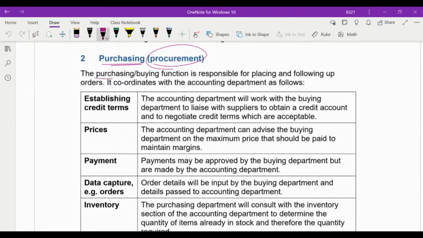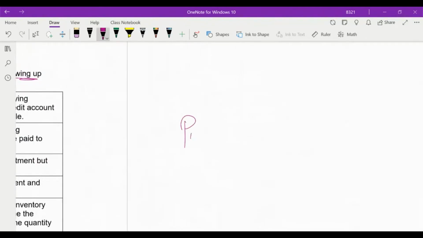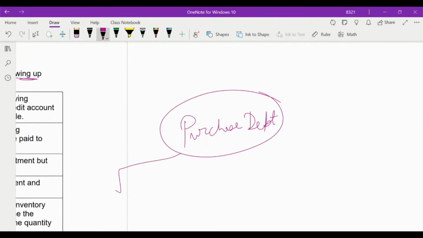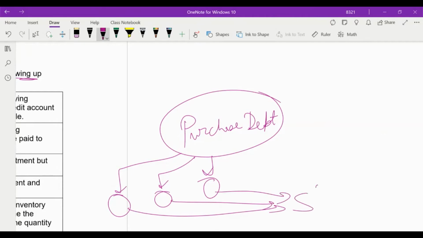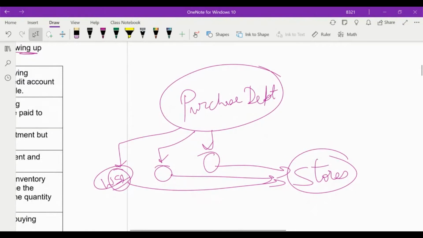So the purchasing or buying function is responsible for placing and follow-up of orders. How it happens is you have a purchase department. Now, anywhere in the organization, if anyone wants something, they try stores. For example, this is workshop number 1. Workshop number 1 requires a certain kind of raw material. So they will approach the stores department. Now stores department will tell whether it is with them or not.